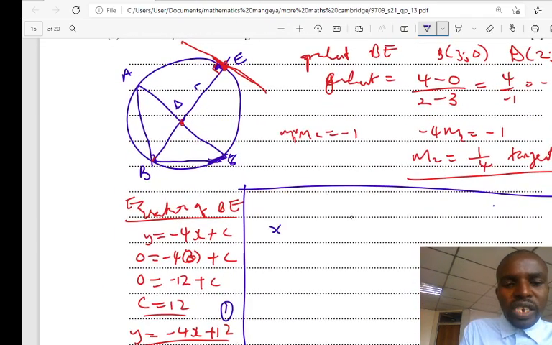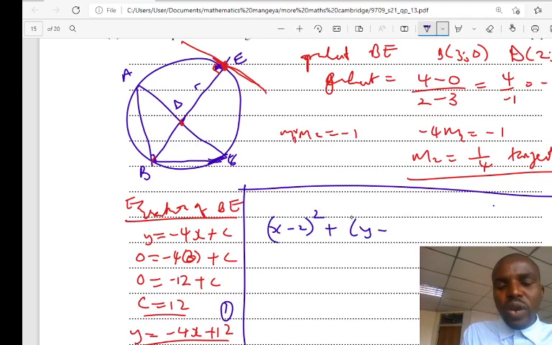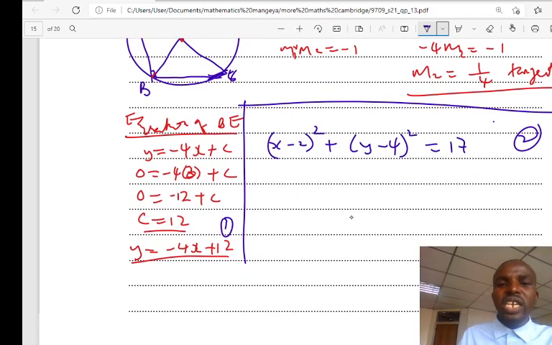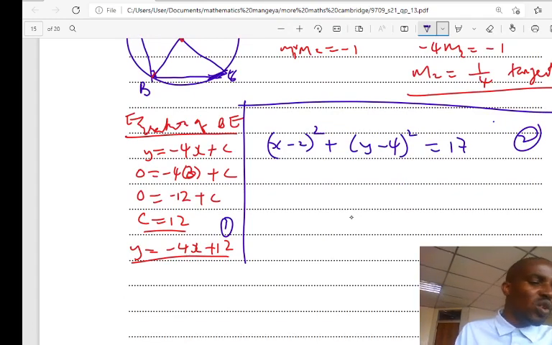(x minus 2) squared plus (y minus 4) squared is equal to 17. Then this one will be equation 2. Then you can use the two equations to find the values of x and the values of y. Then you are done.